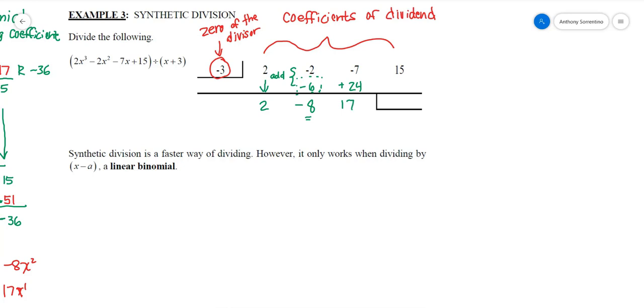With the new number down here now, I'm going to take the 17 times negative 3. I'm going to get a minus 51. And when I subtract, I'm going to get a negative 36. The number that ends up in here is the remainder.